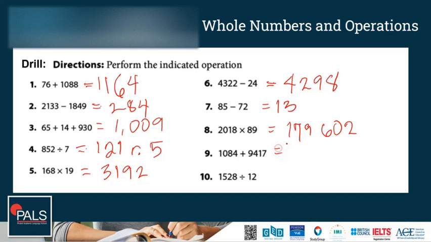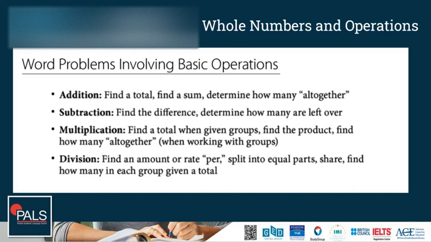Number 9, 1084 plus 9417. The answer is 10,501. And number 10, the last number, 1528 divided by 12. The answer is 127, remainder 4. At this time, we will proceed with word problems involving basic operations.